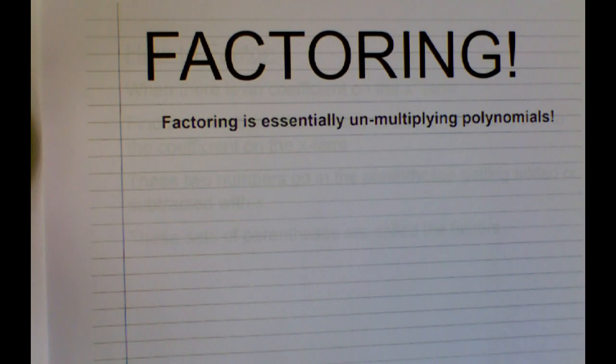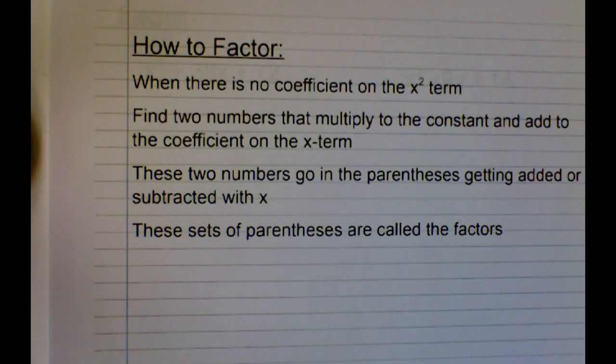All right, this video is to remind you how to factor. So remember that factoring is essentially just unmultiplying our polynomials. In order to factor, if there's no coefficient on the x squared term, that's all this video will talk about. First, you find two numbers that multiply to the constant and add to the coefficient on the x term.